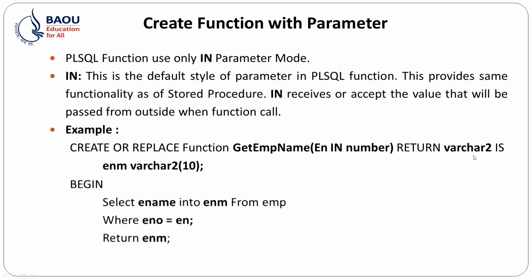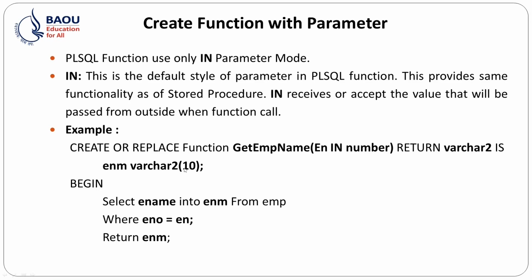Now, how to define the BEGIN statement? BEGIN. In BEGIN, we define the SELECT statement because this function returns the employee name when we pass the employee number to the function. SELECT employee name INTO employee name variable. This is the column name and this is the variable name which is defined here.